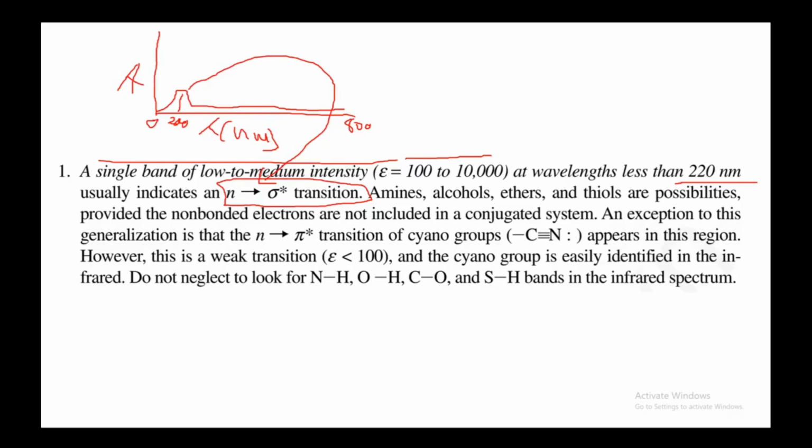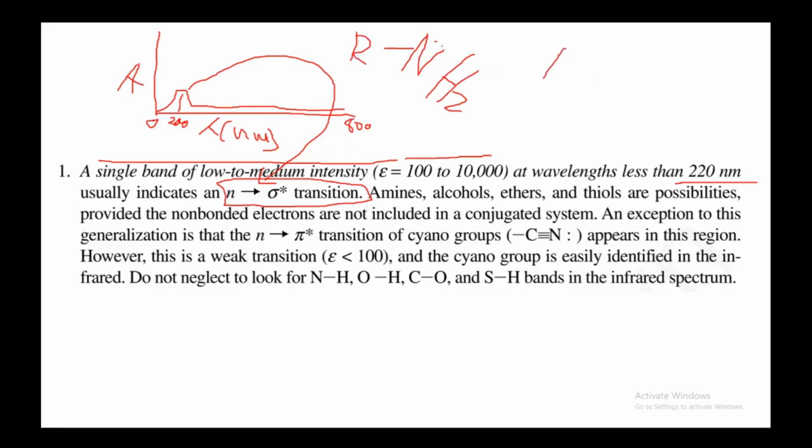Now, what kind of functional groups give rise to n to sigma star transition? That can give us a clue to detect what functional group is present in that molecule, or what functional group can give rise to such a type of spectrum. So amines contain NH2, and the nitrogen contains the lone pair of electrons, and they can give rise to n to sigma star transition.